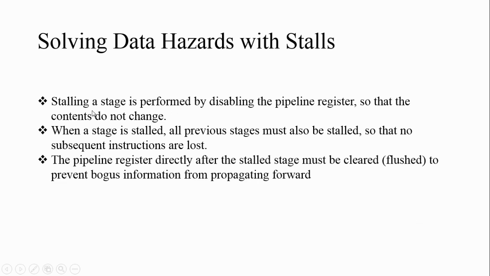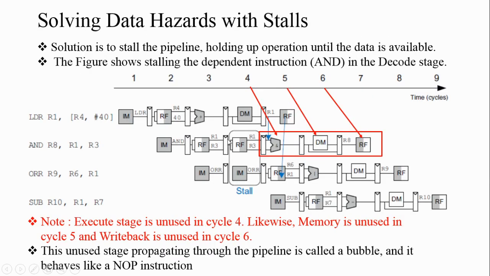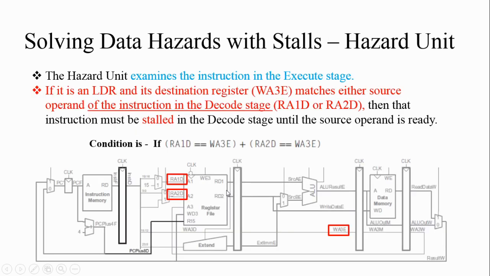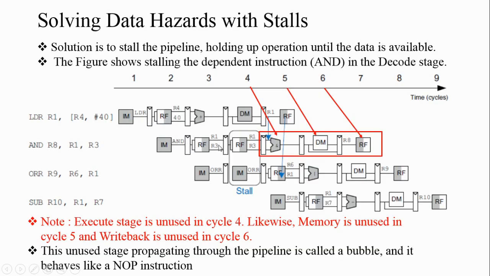So how will you perform the stalling? The stalling of a stage is performed by disabling the pipeline register, so that the contents will not change. Because if you are stalling this stage, the content of the next pipeline stage register should not be erased, right? It is shown here by disabling the pipeline register so that the contents will not change. When you perform the stalling, the same content you get here should be retained, so you should disable this pipeline register.